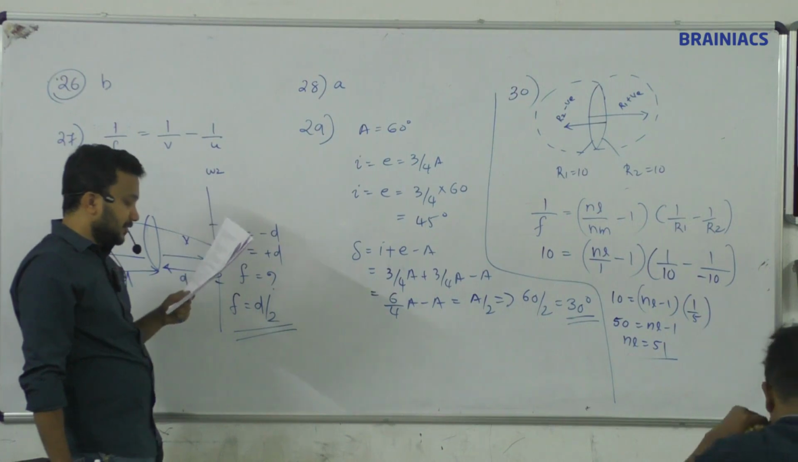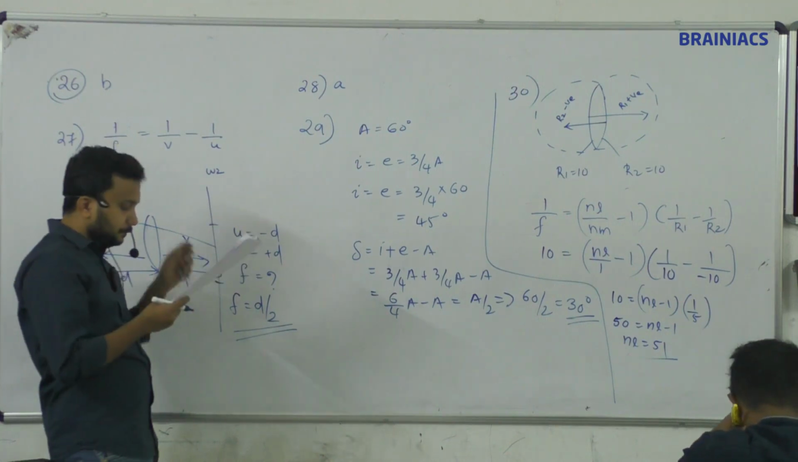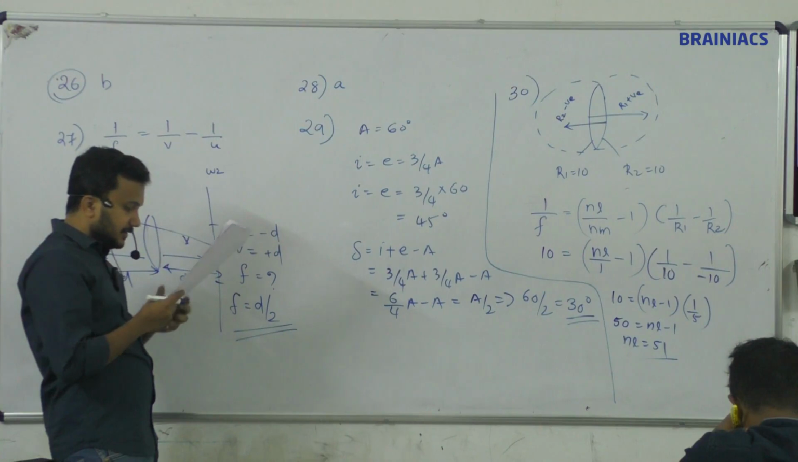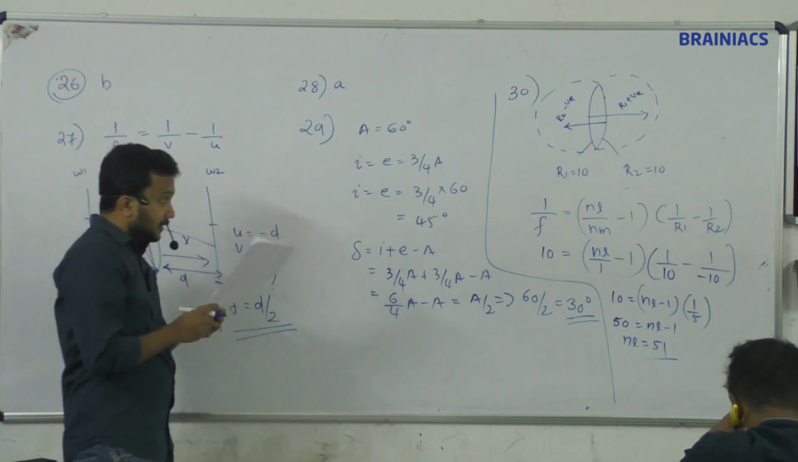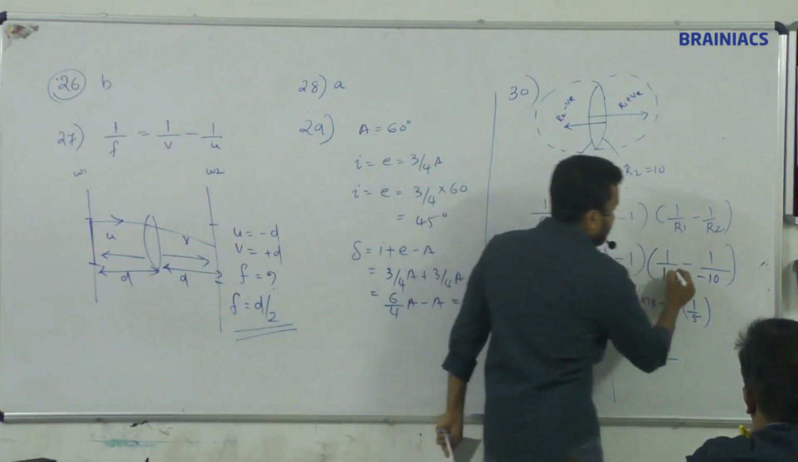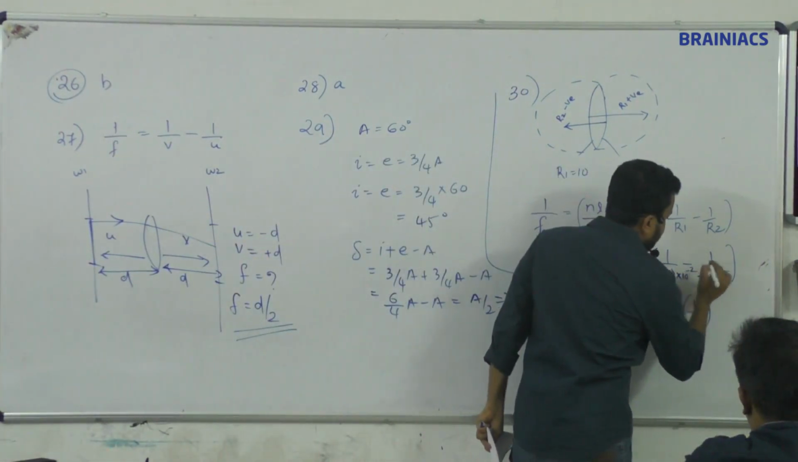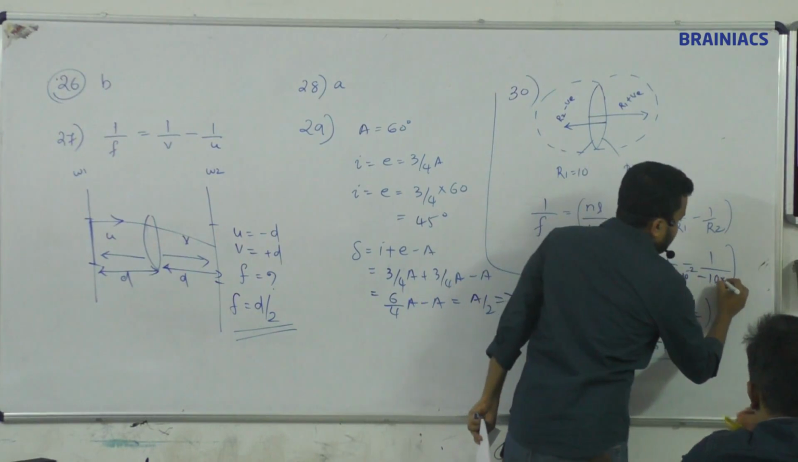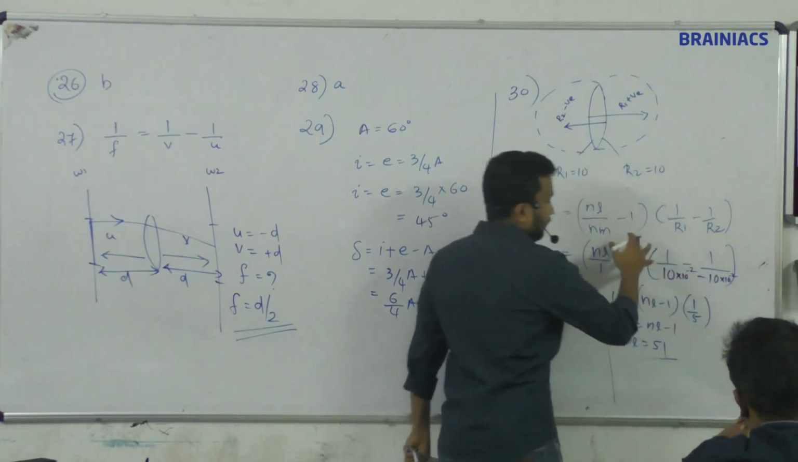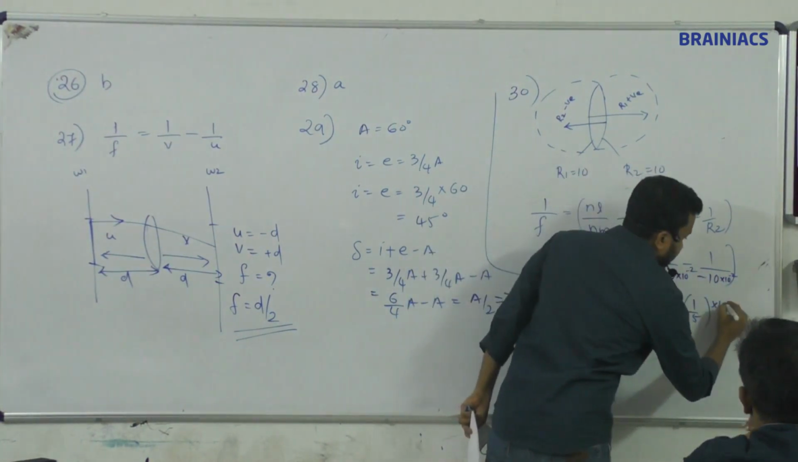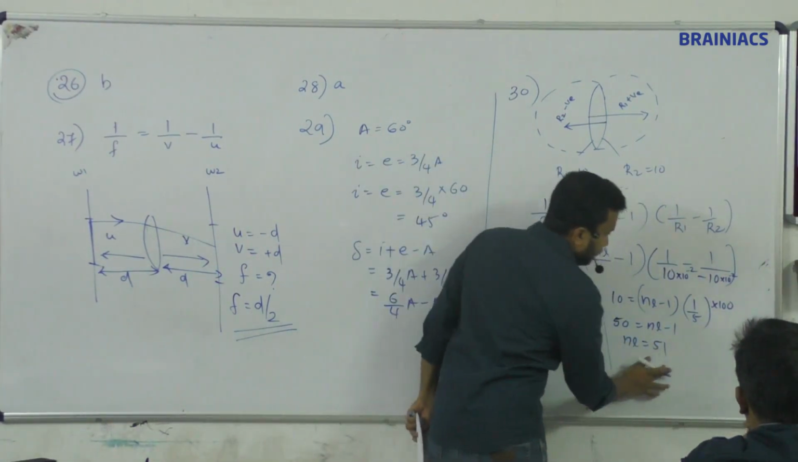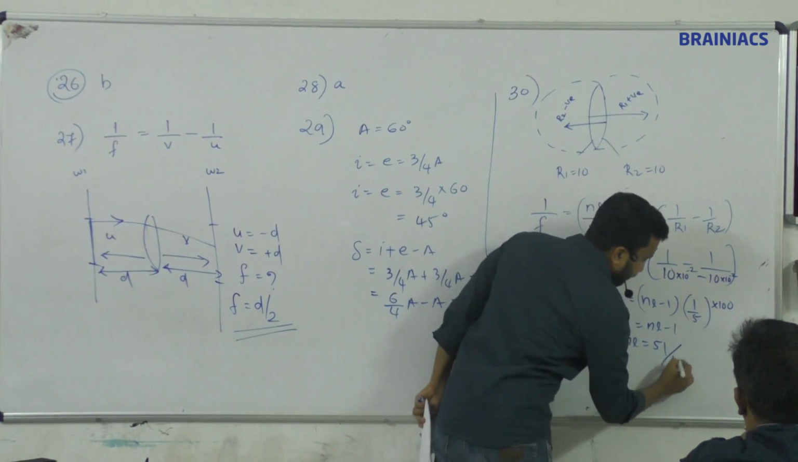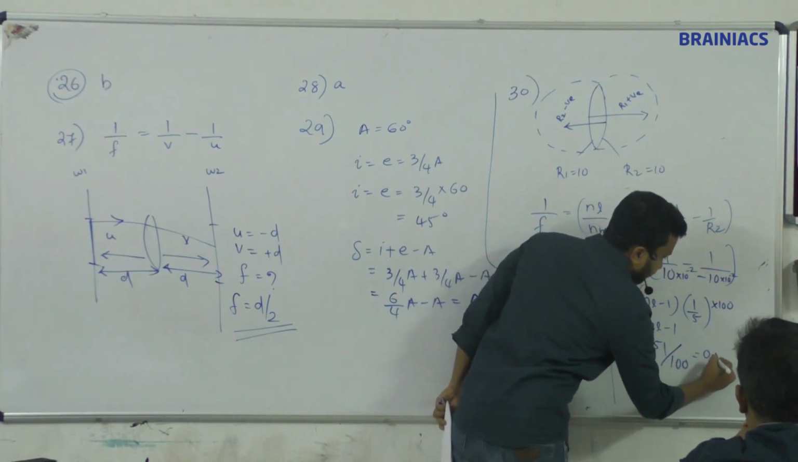Wait a second, I missed the question. Question number is 30, right? Power of a biconvex lens is 10 diopter. This is in centimeters, right? So 10 power minus 2. Diopter is in meter, so this is 10 power minus 2. So we divide by 100. So 1050 divided by 100, so it will come 0.51.